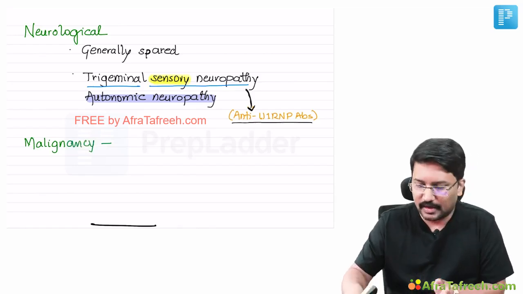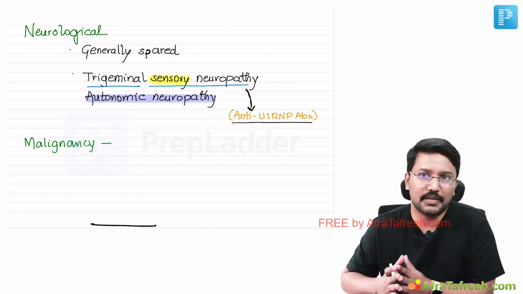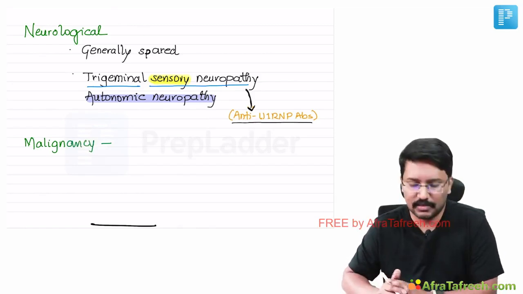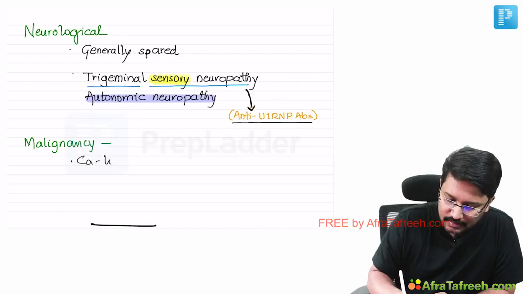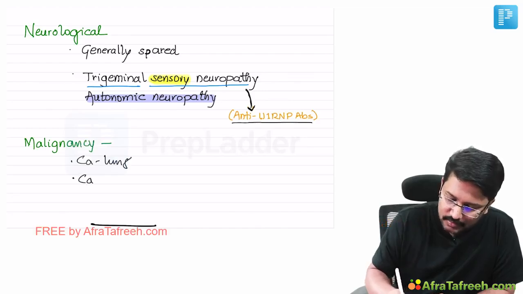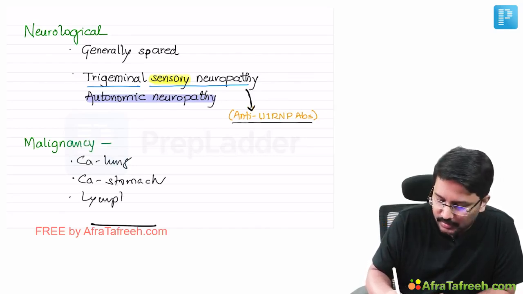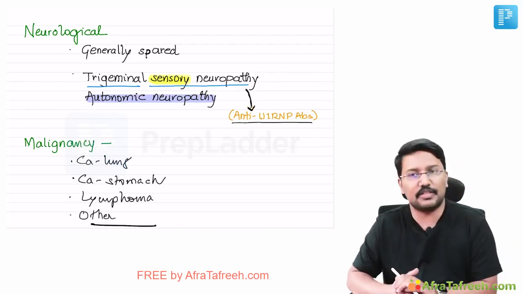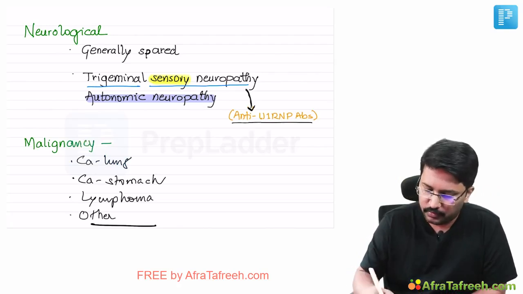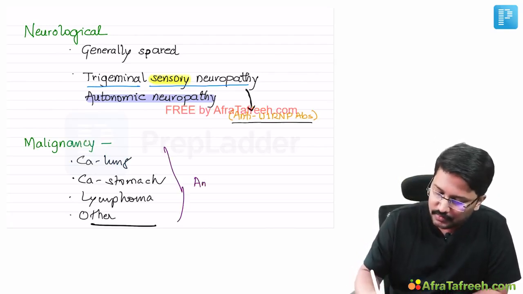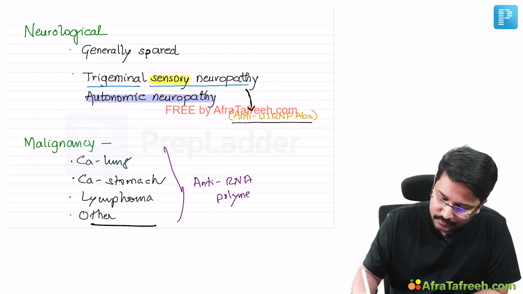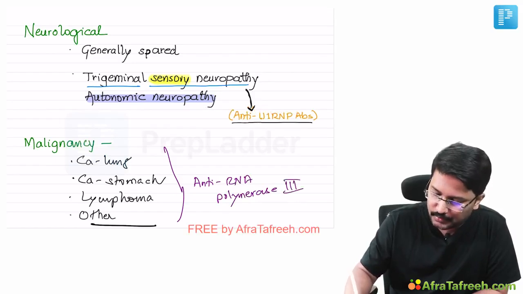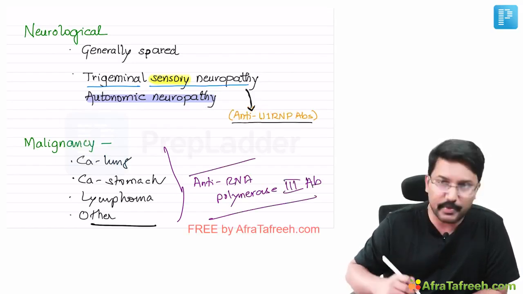And we have already discussed that anti-RNA polymerase 3 antibodies are associated with the risk of malignancy. So what malignancy risk is increased? The risk of carcinoma of the lung is increased. Carcinoma of the stomach is increased. Risk of lymphoma is increased, and overall the risk of other malignancies is also increased, right? Before we move on, let me jot down the connection between anti-RNA polymerase 3 antibodies and malignancy. They are associated with a very high risk of developing malignancies.